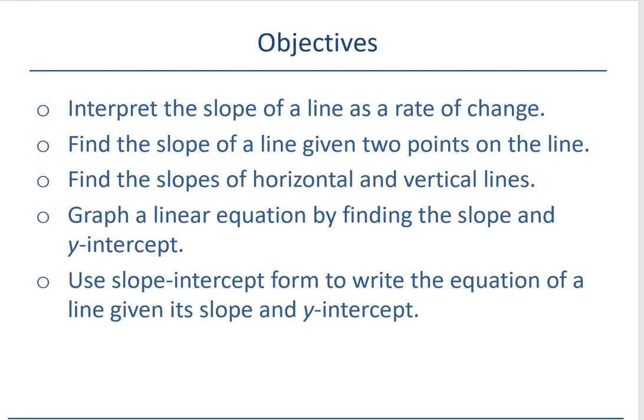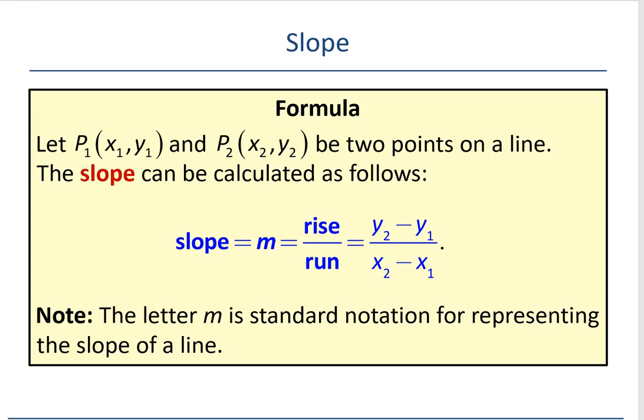We're going to interpret the slope of a line as a rate of change, find the slope of a given line given 2 points on the line, find the slopes of horizontal and vertical lines, graph a linear equation by finding the slope and y-intercept, and use slope-intercept form to write the equation of a line given its slope and y-intercept. So the first thing we need to know is the formula.